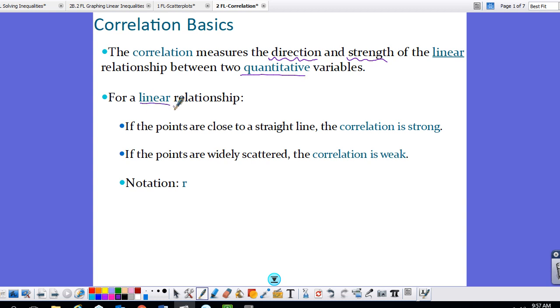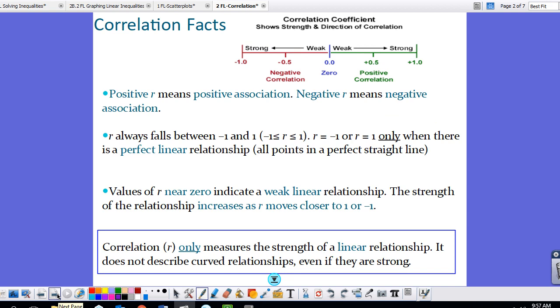If you have a linear relationship, the points are going to be close to a straight line, and correlation is strong. If the points are widely scattered, then we say the correlation is weak. We use R for correlation. So what is correlation? Well, R is measuring our correlation. If we have a positive slope, we'll have a positive association, a positive R. A negative R doesn't mean something bad, it just means something has a negative slope.